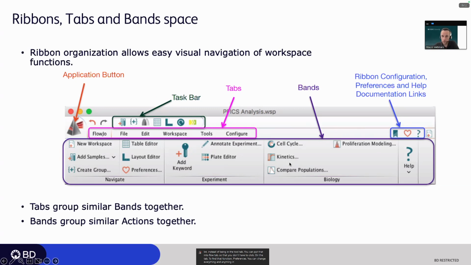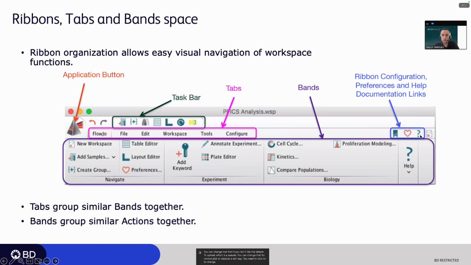Preferences in Flojo, you can change everything and anything in Flojo. If you don't like that font, you can change that font. If you don't like the default dot plot, which is a pseudo color, you can change that for a contour plot or a classical dot plot. And that's where you need to click to change.